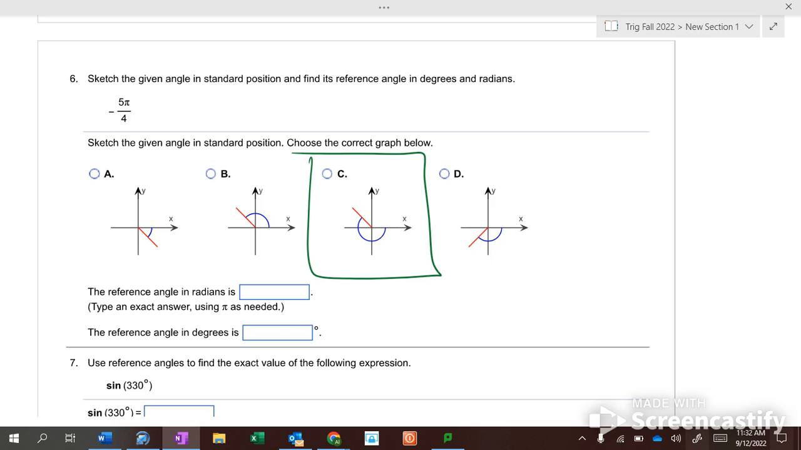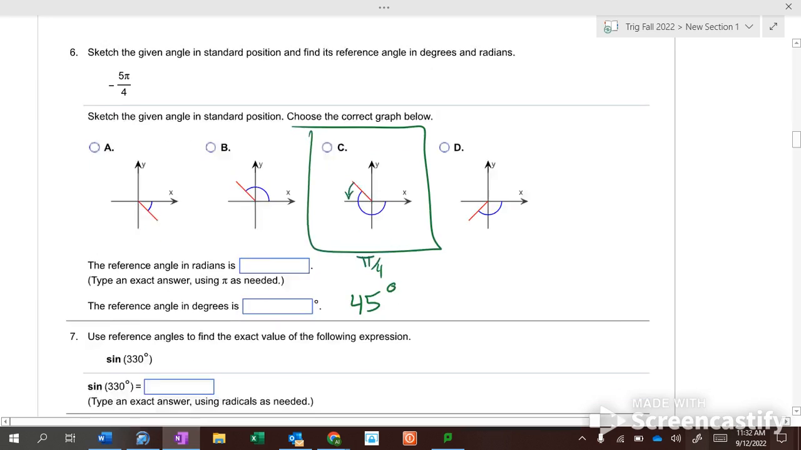How far is negative 5 pi over 4 away from your nearest horizontal line in radians? Well, negative 5 pi over 4 is right here. How far is it down to here? It's 45 degrees, but in radians it is pi over 4. Sometimes for a lot of trig students, it's easier to find the degrees first, and then we'll work back to radians. That is just fine.